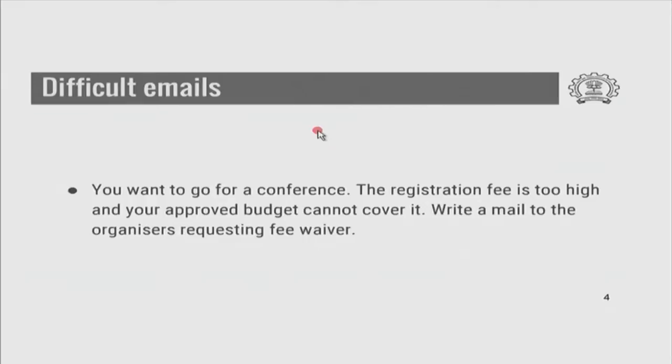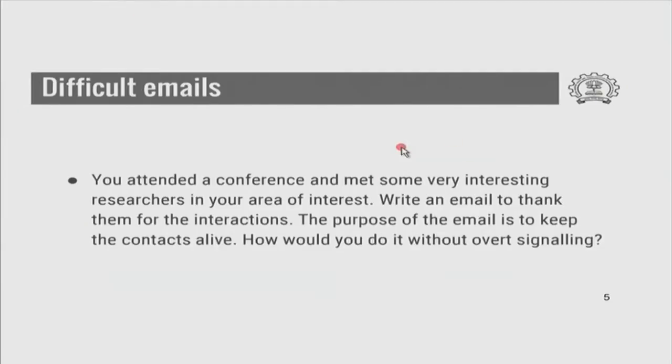The third one is: you want to go for a conference, the registration fee is too high and your approved budget cannot cover it. You have to write an email to the organizers requesting a fee waiver. And the last one is: you attended a conference and met some very interesting researchers in your area. You have to write an email to thank them for the interaction. The purpose of the email is to keep the contact alive, but you cannot say, I am writing this email so that I keep the contact alive with you. You have to write a polite, nice mail about the interaction, but this is the purpose. These are the four exercises we have.